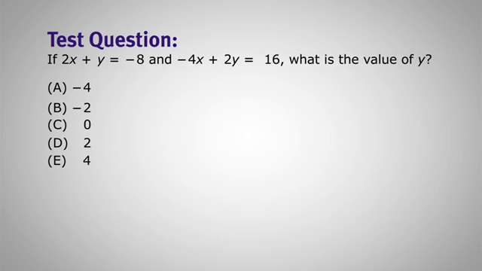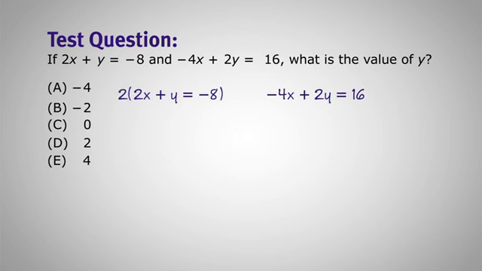Number 6 says if 2x plus y equals negative 8 and negative 4x plus 2y equals 16, what is the value of y? When you take a look at both of these equations, you'll notice that we could multiply the first equation by a factor of 2, which would allow us to add our equations and get one of the variables to drop out. So let's start there.